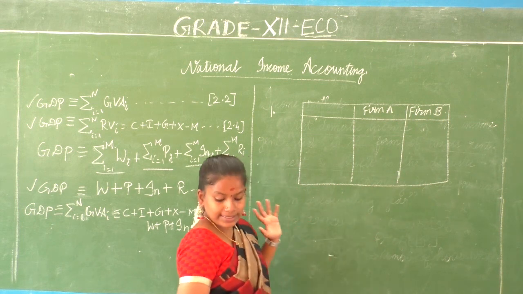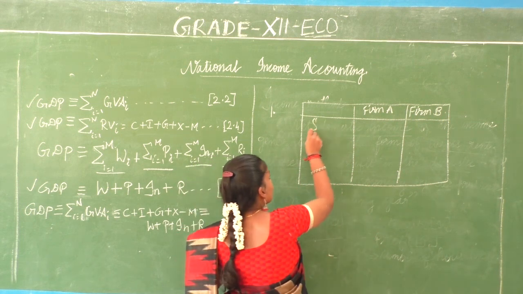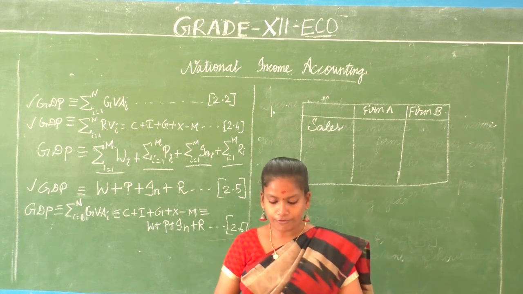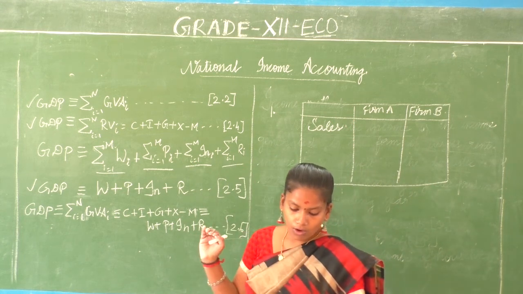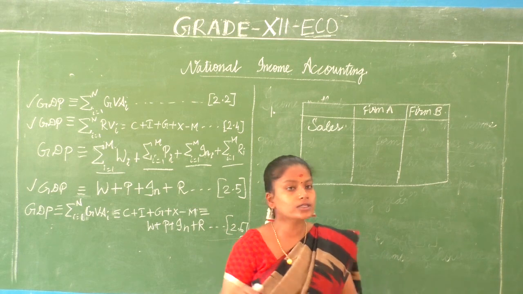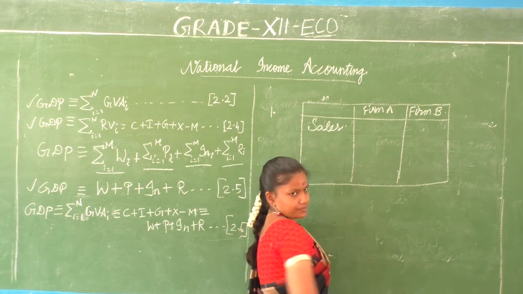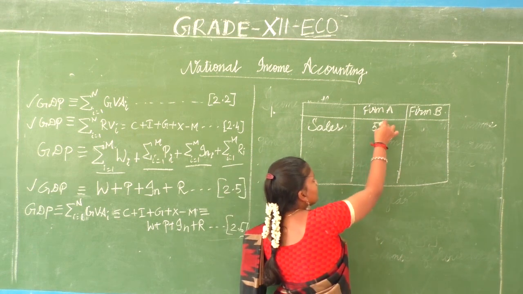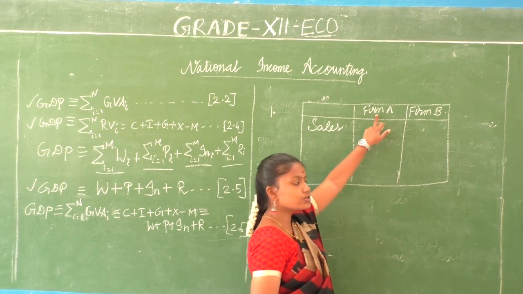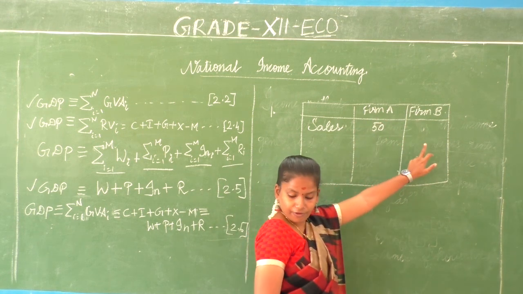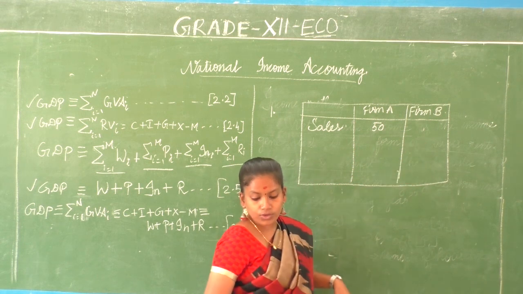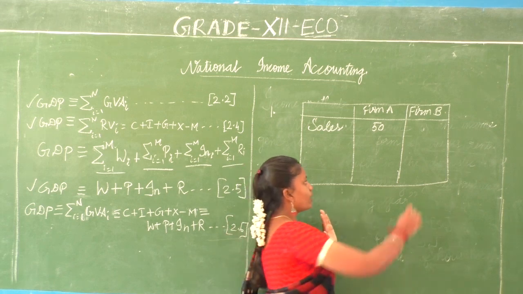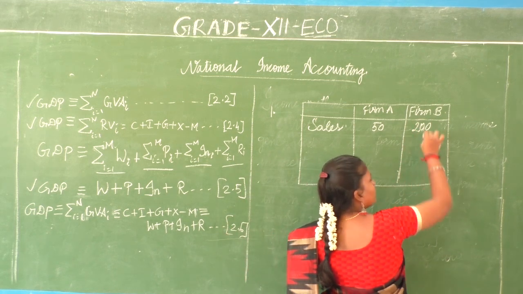Alright, and what is the sales that is happening here? Let me read out the example first. 2 firms. Suppose A uses no raw material and produces cotton worth rupees 50. A sells its cotton to firm B. The sales of firm A is 50 toward firm B. And what happened? B uses it to produce cloth, and B sells cloth worth rupees 200. So the sales here is 200.